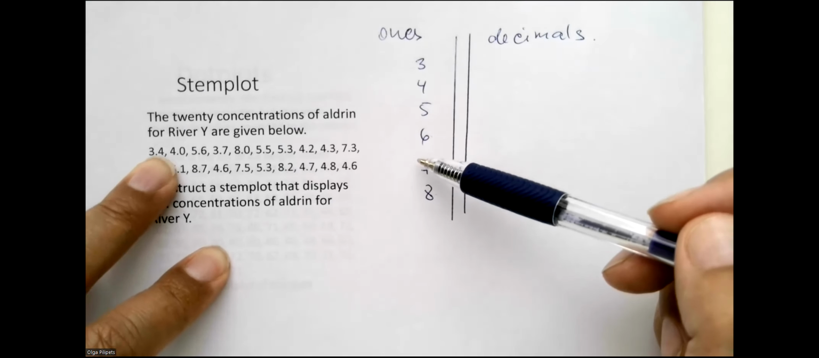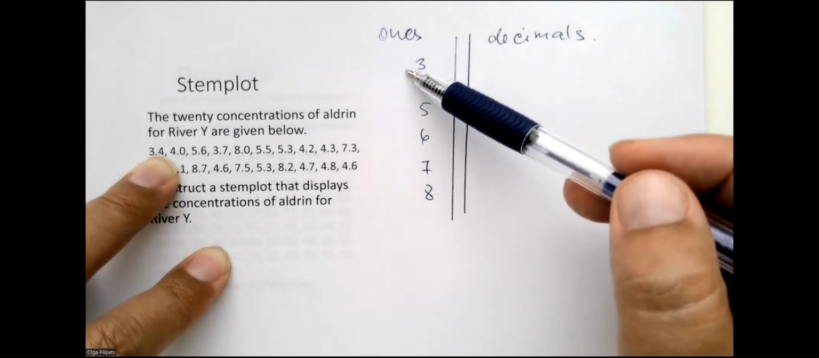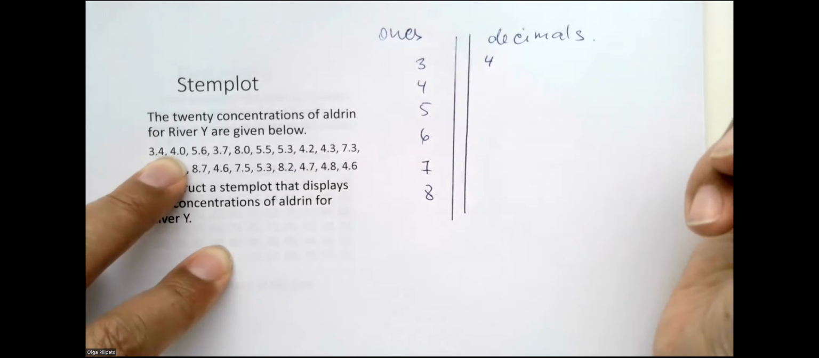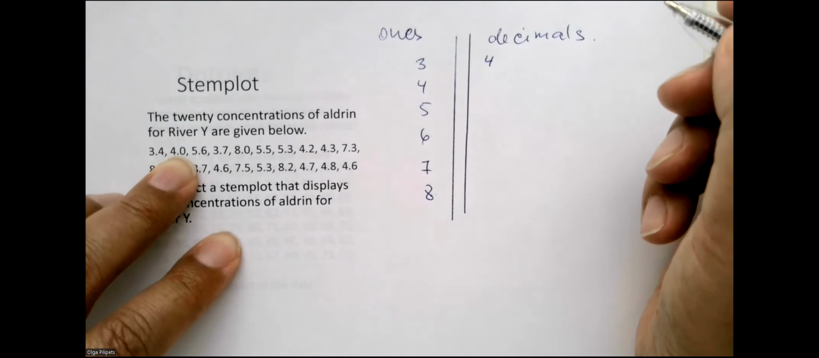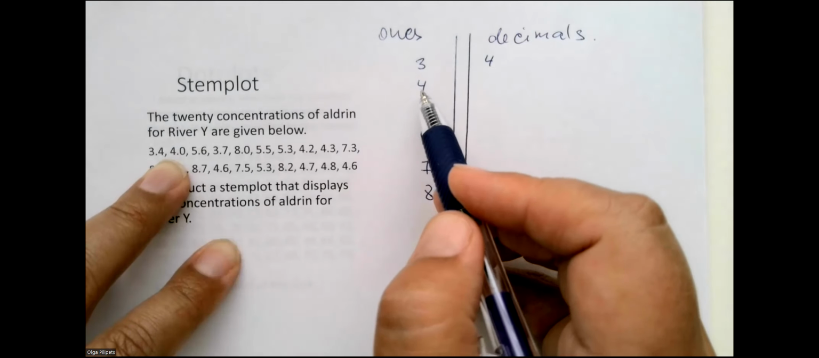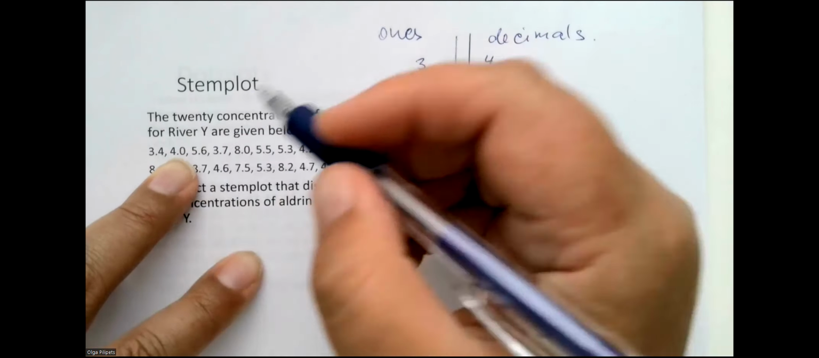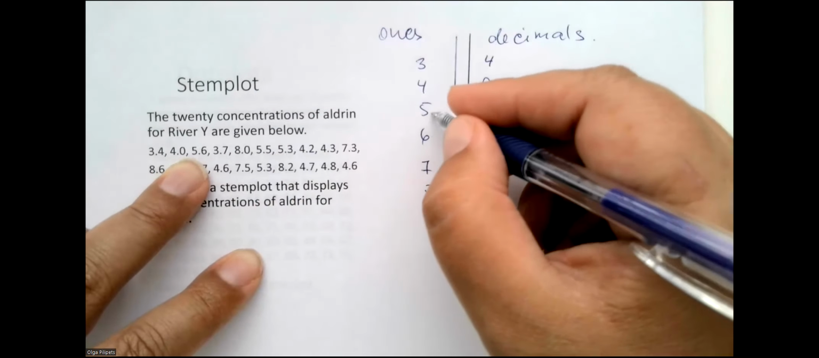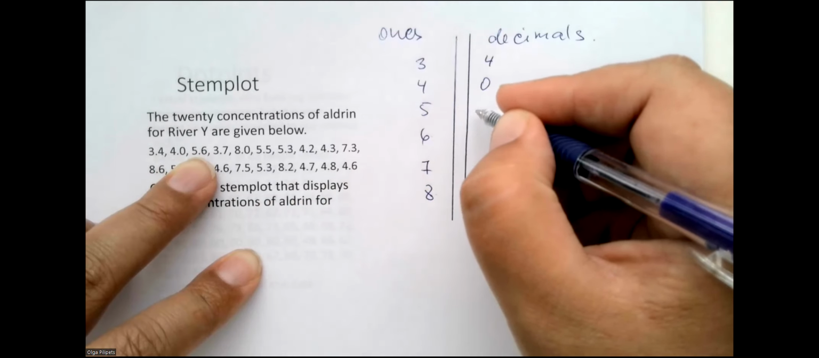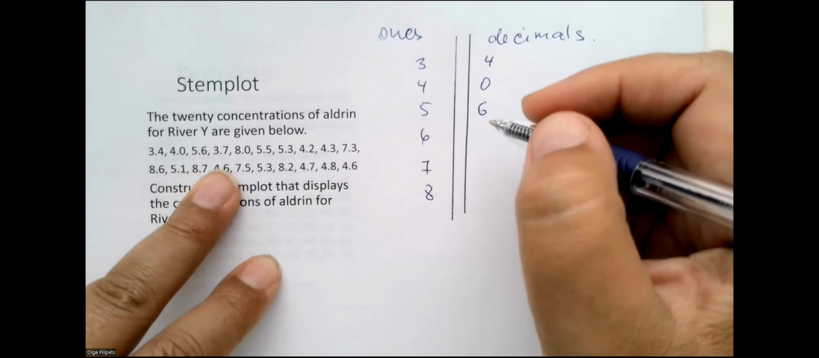So the first value is 3.4. So we're going to look at the row where 3 is a stem, and we're going to put 4 as a leaf in that same row. And then 4.0, we're going to again find the row where 4 is a stem, and we're going to put a 0, the decimal point that corresponds to that 4. So 5.6, 5 is a stem, so we're going to go into this row, and we're gonna list the leaf for it, and we're gonna continue doing it for the rest of our data values.